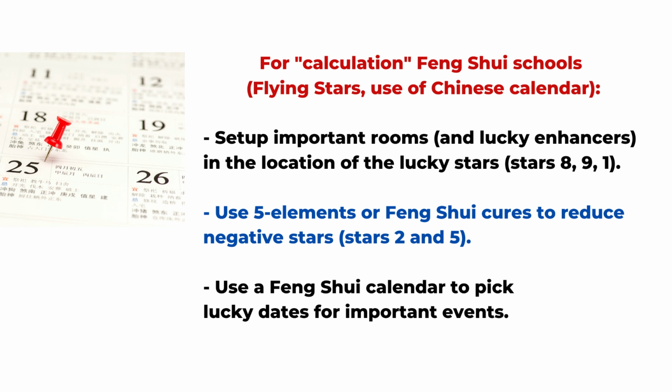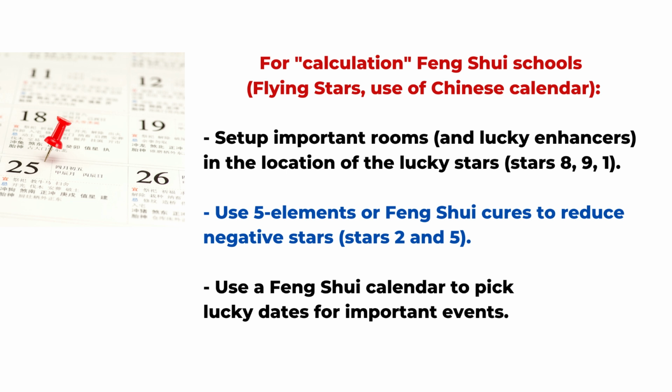So how do we take advantage of the Feng Shui charts and the calendars? It's similar to the landscape Feng Shui. You can set up important rooms in the lucky star locations. So that includes star 8, 9, and 1. The important rooms usually means the bedroom, the entrance, and the kitchen. But you can also include your office or living room.